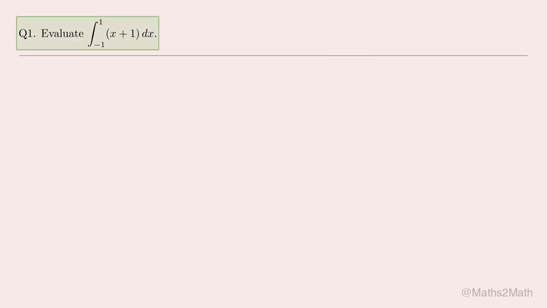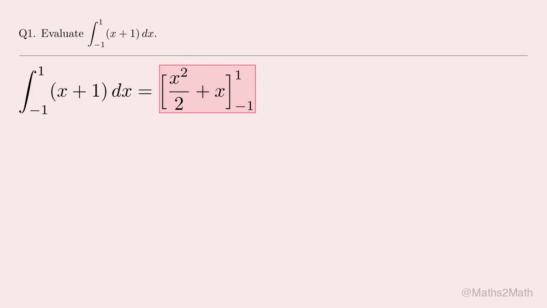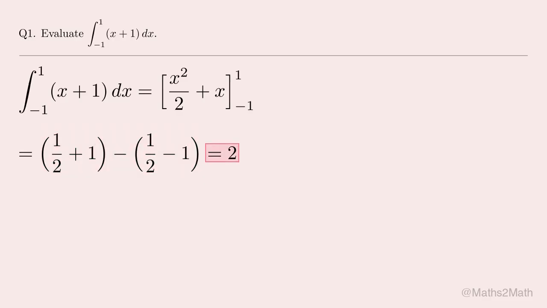Question 1. Our first definite integral, the second fundamental theorem in its simplest setting. Antiderivative, then upper value minus lower value. The antiderivative of x plus 1 is half x squared plus x. Evaluate 3 halves minus 1 half, which is 2.